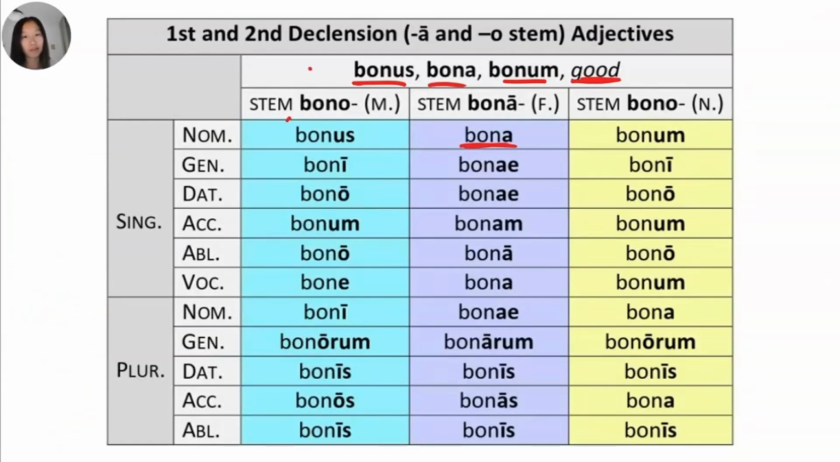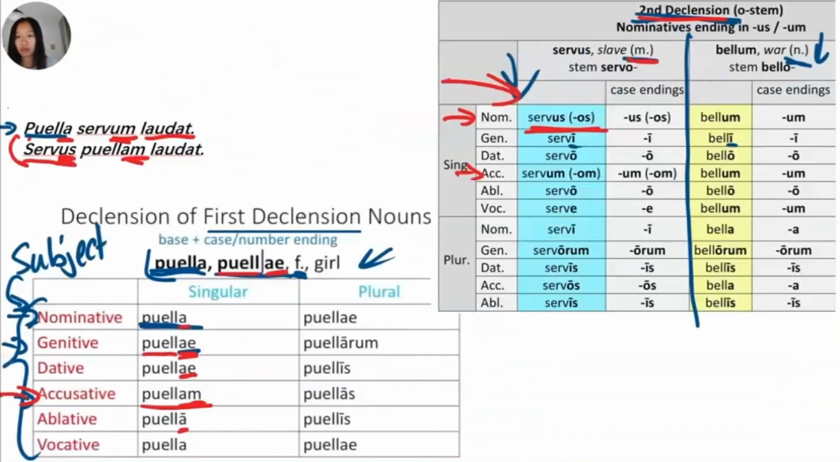Quick honorary mention to the adjectives. It's very easy. For example, here we have an example. Bonus, bona, bonum. That means good. So if you want to say a good girl praises the slave, then the girl is puella, right? And so then a, because it's the nominative singular, and bona will just follow puella. So here it would be bona puella servum laudat. Okay?